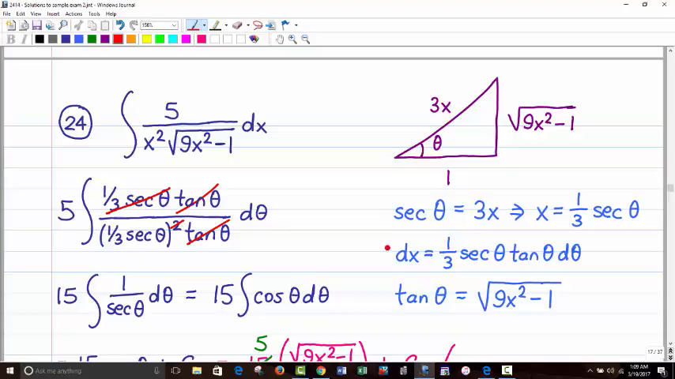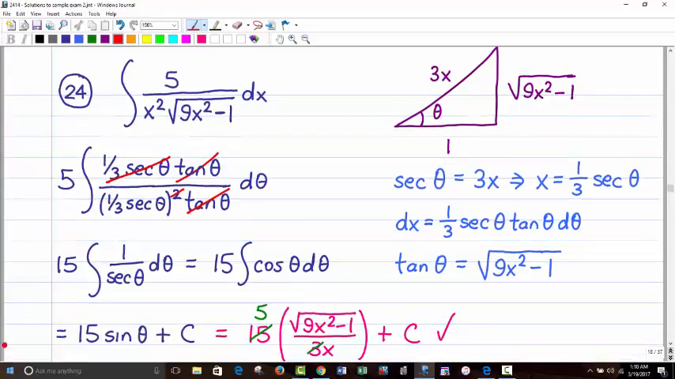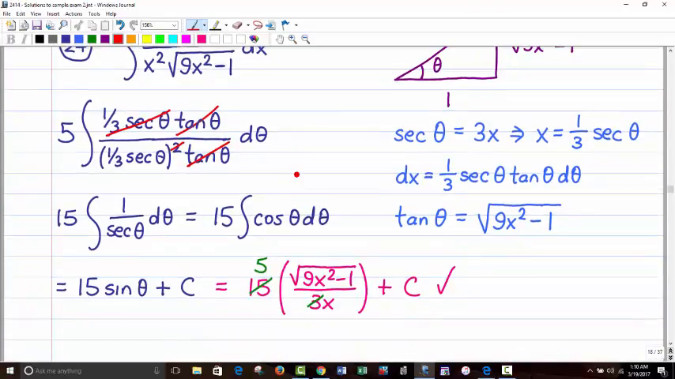On the bottom, we have an x squared, so it would be 1/3 sec theta all squared. And then we have the radical, which is tan of theta. So we put that in there. Looks like we got a lot of things that cancel here. The tans cancel. 1/3 sec theta cancels the square out of here, so you're still left with another 1/3 sec theta. So 5 divided by 1/3 is the same thing as 15. And then we're left with 1 over sec theta, which, as we saw recently, turns into cosine.